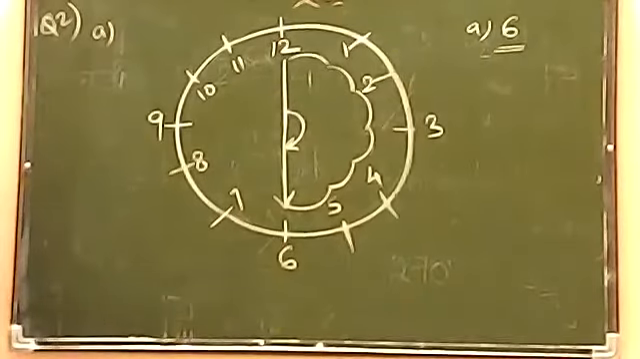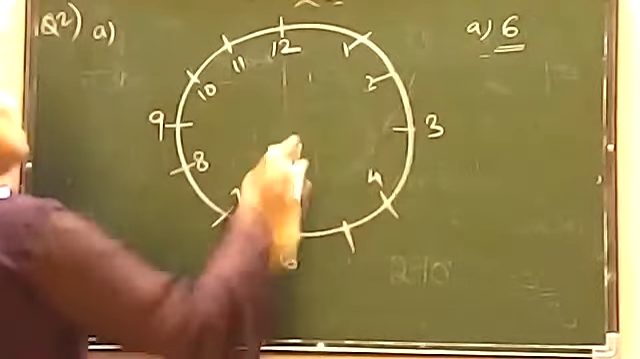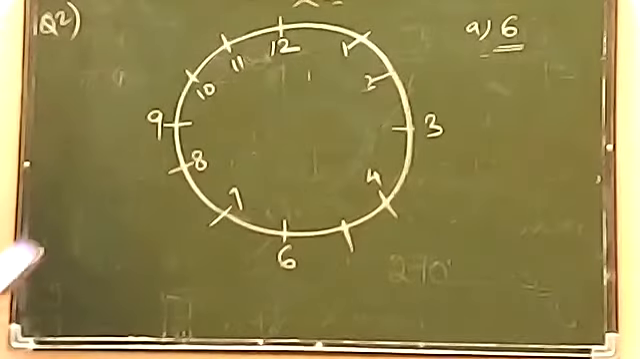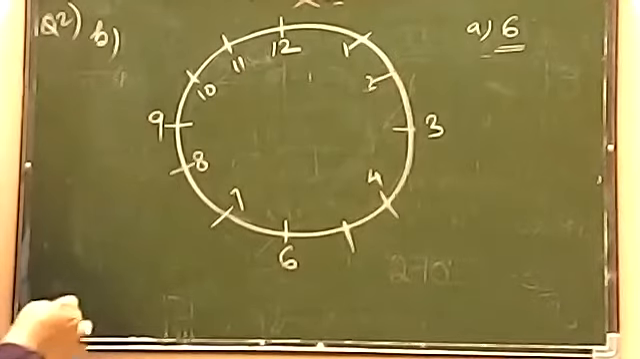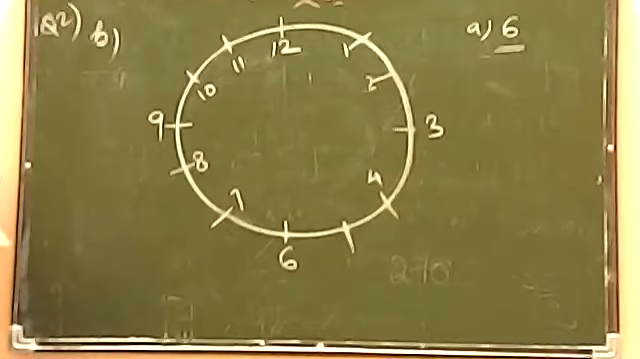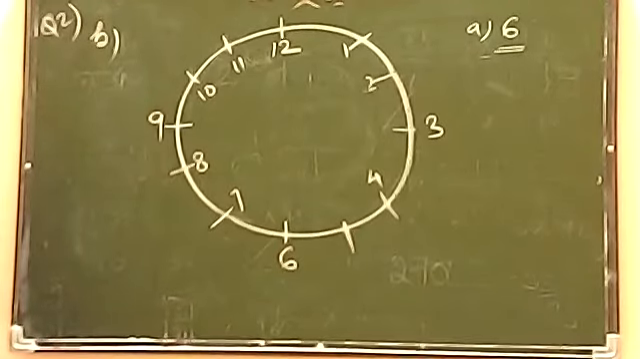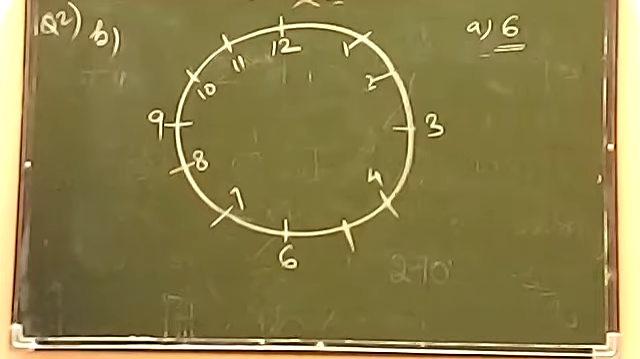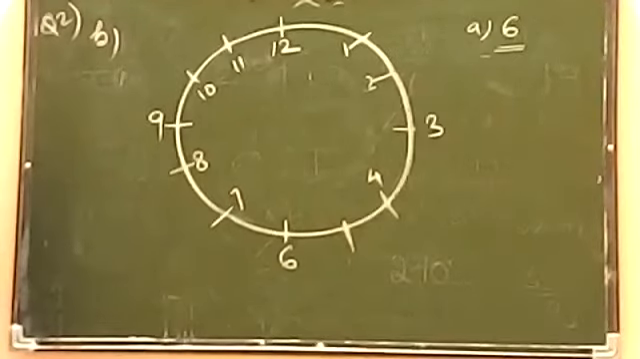Now I am telling you the second question. Question number B says: start at 2 and make half revolution clockwise. Again half. How many steps? Tell me how many steps for half? I just told you, beta, 6 steps. Absolutely right. 6 steps for half. Where do we have to start from? We have to start from 2.